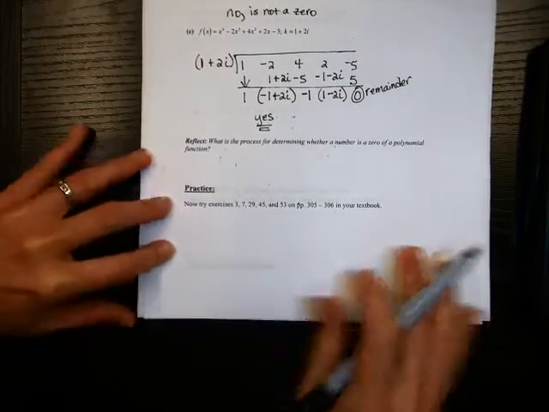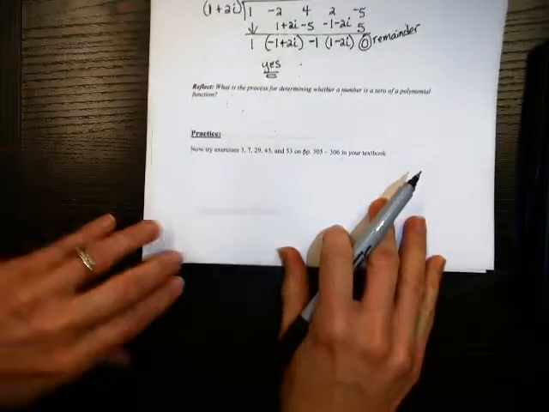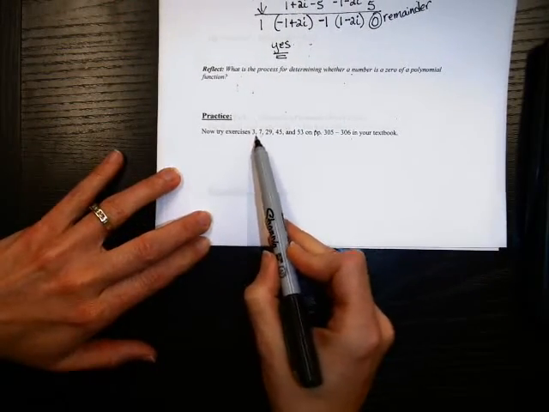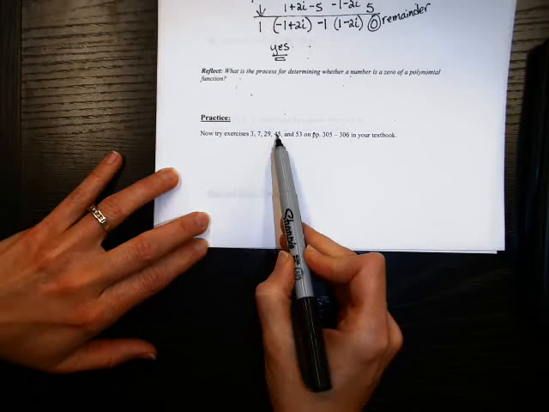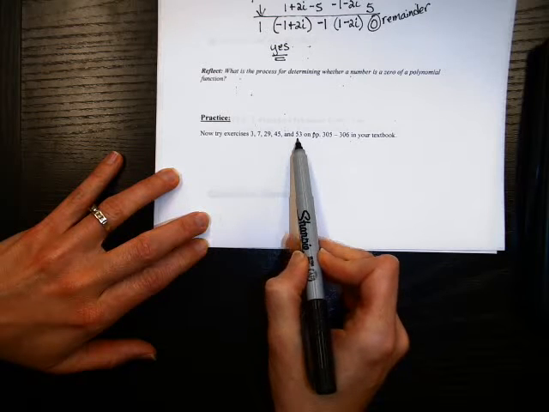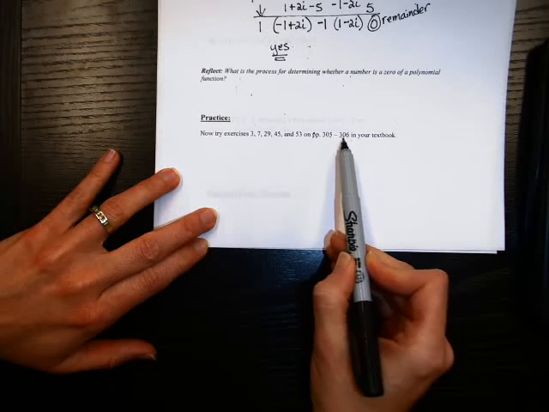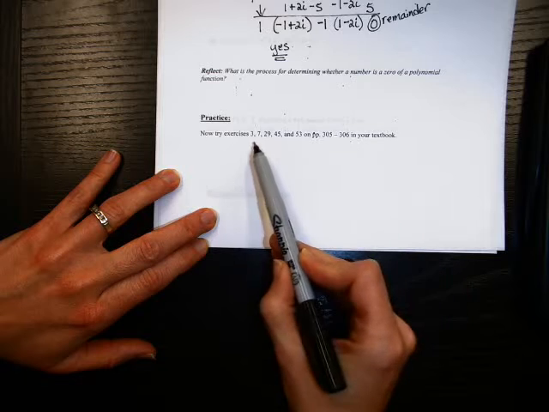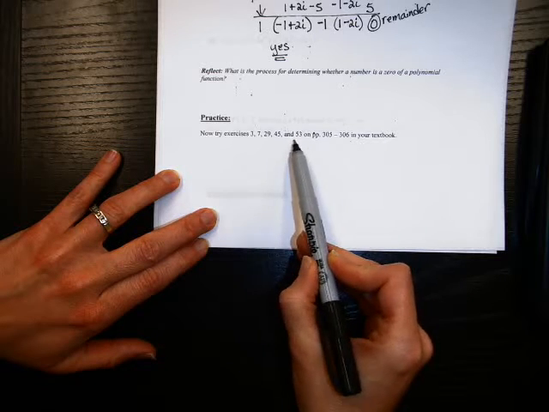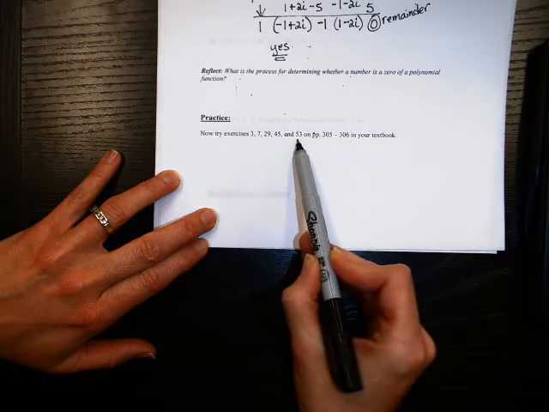Okay, so practice on your own. Exercises 3, 7, 29, 45, and 53 on pages 305 to 306 in your textbook. Those are odd, so you can check those in the back of your textbook, and if you have any problems with them, then you need to ask your instructor about those to help you.